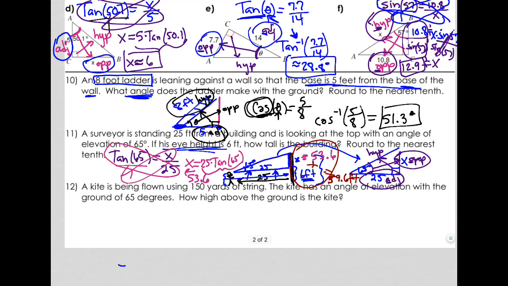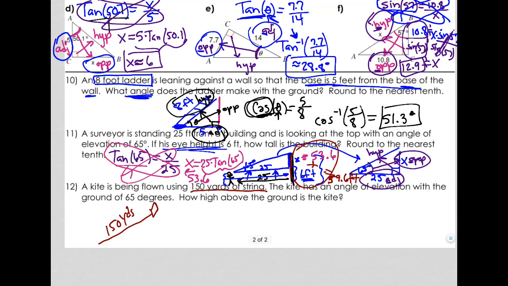Alright, so last one. So we have a kite is being flown. So once again, a kite does not fly straight up in the air. That does not happen. A kite flies with the wind, so therefore it flies diagonally, and it's being flown using 150 yards of string. So 150 yards of string.